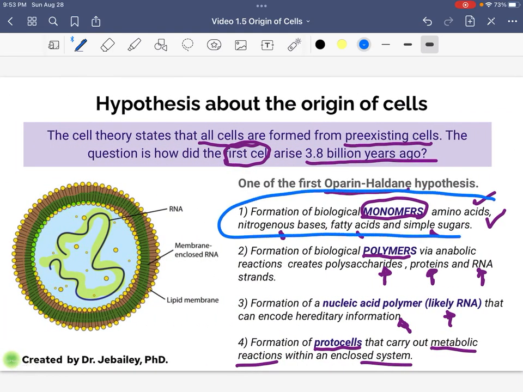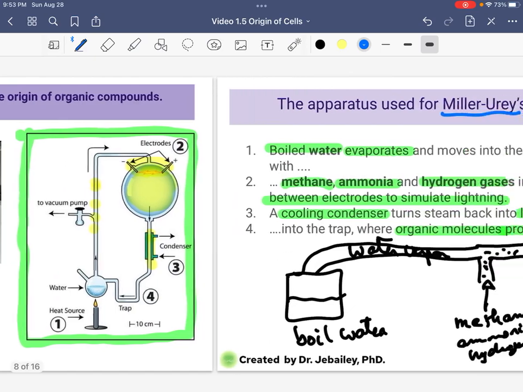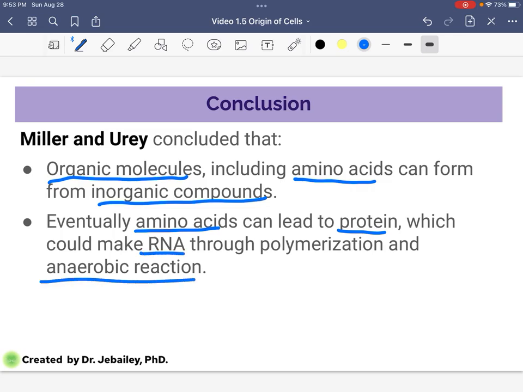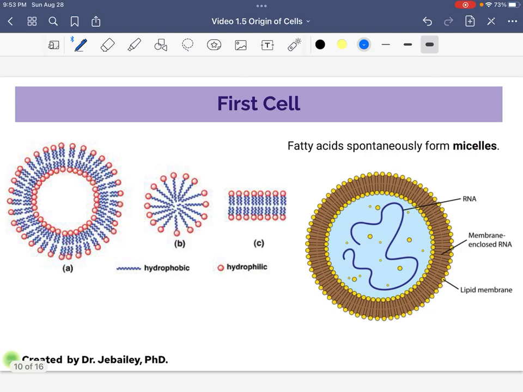We're talking about formation of the monomers coming from inorganic molecules. So Miller and Urey were able to produce that part of the experiment. So it concluded what? These organic molecules, which are amino acids, can come from inorganic compounds, which eventually these amino acids can produce proteins, which can produce RNA, and then boom, we have a whole entire cell being created.